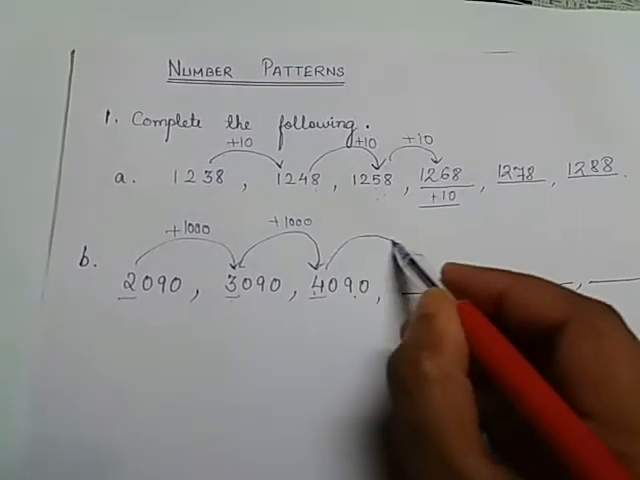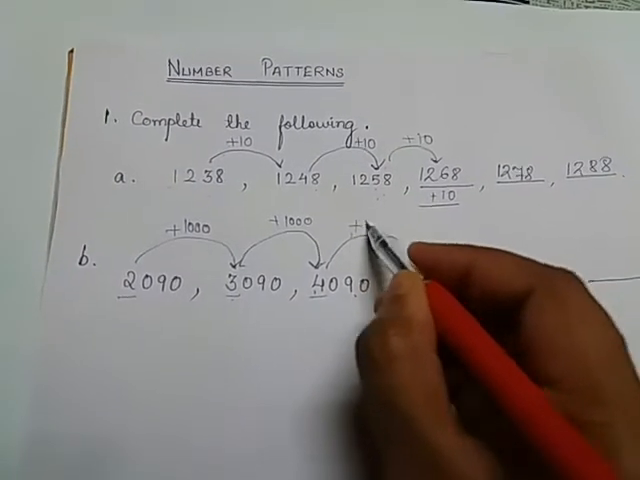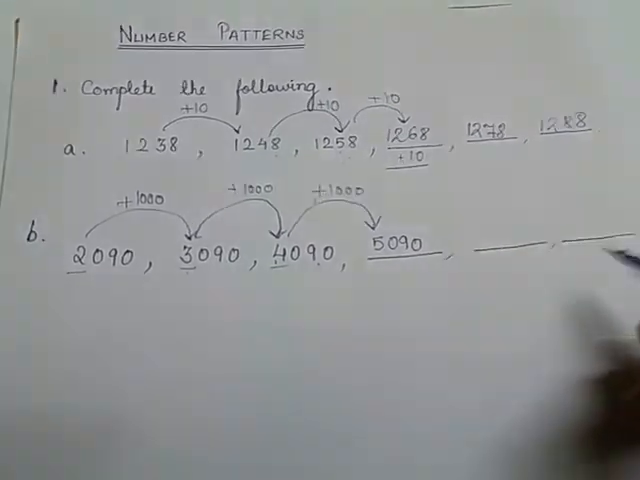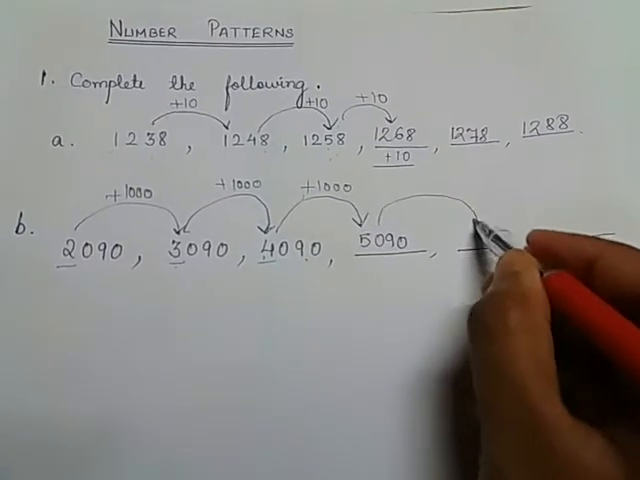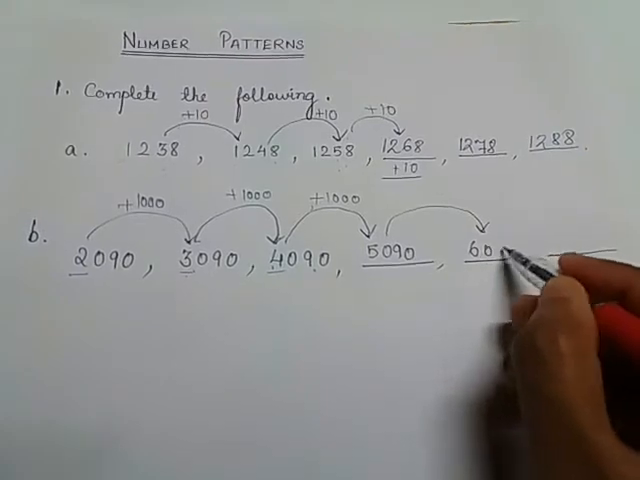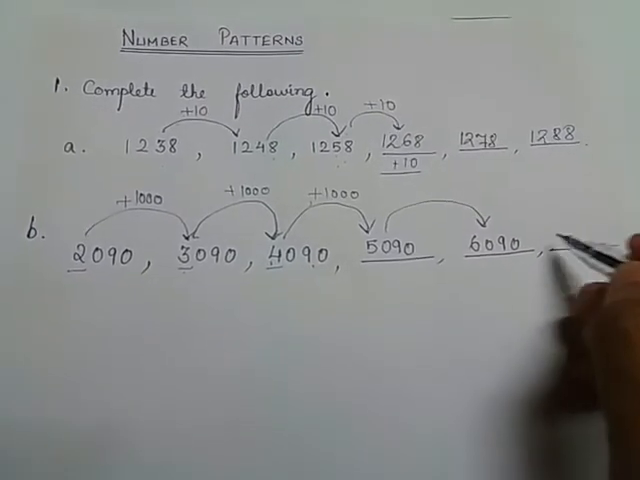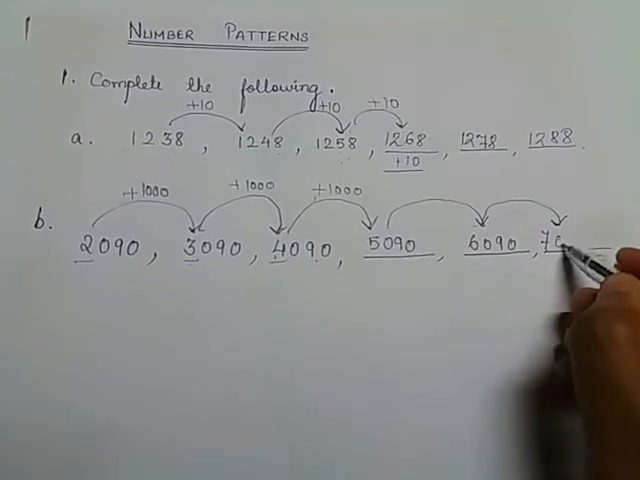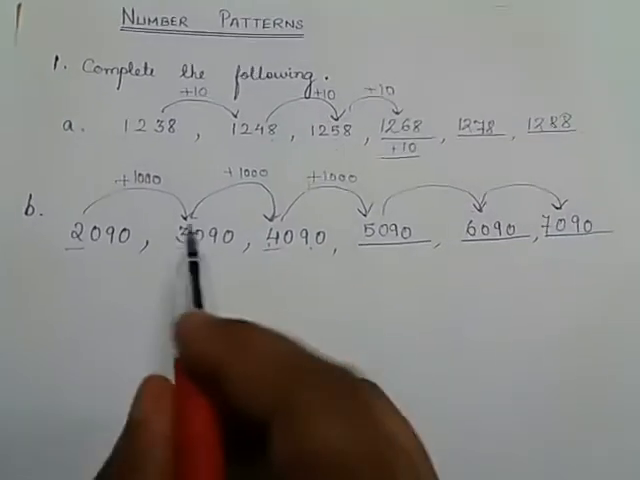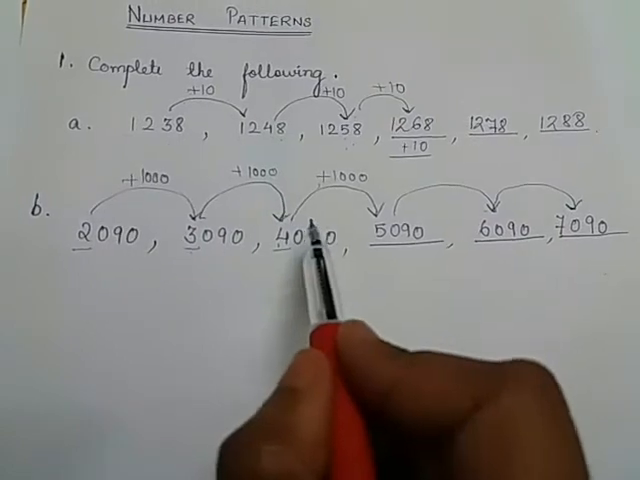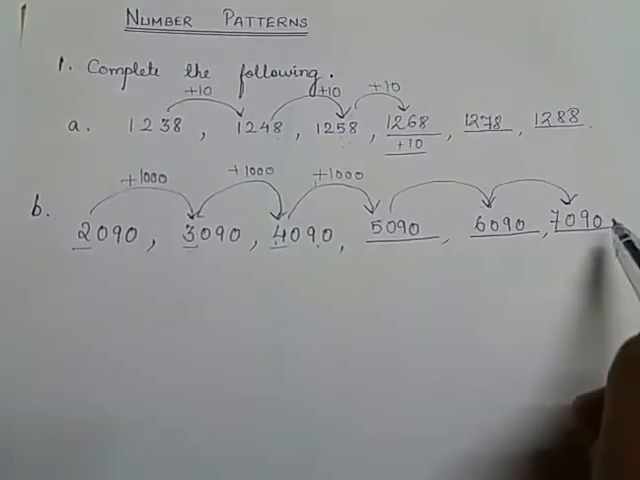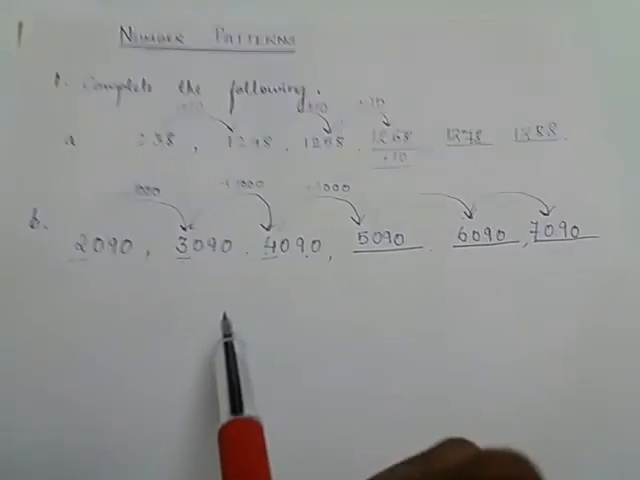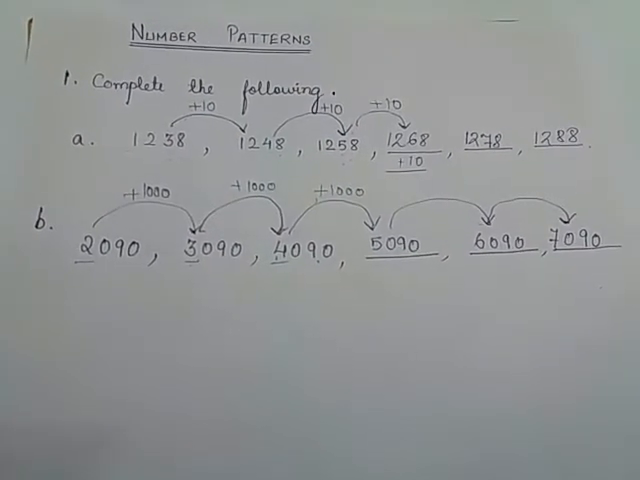If we again add 1000 here, what will be the answer? The answer will be 5090. Again we add 1000 here, we get 6090. Again we add 1000 over here, we get 7090. So this is a pattern which has been followed in a uniform way. So this is what a number pattern is. Let's move to another question.